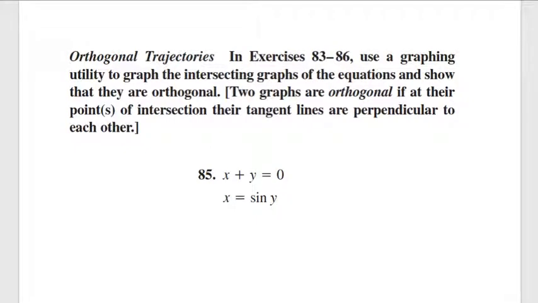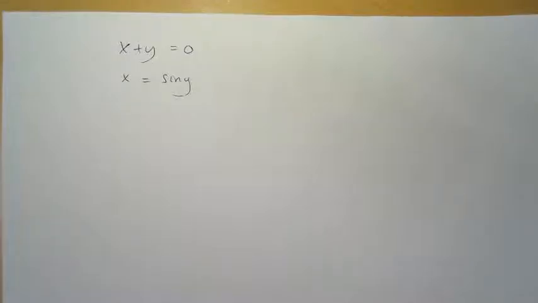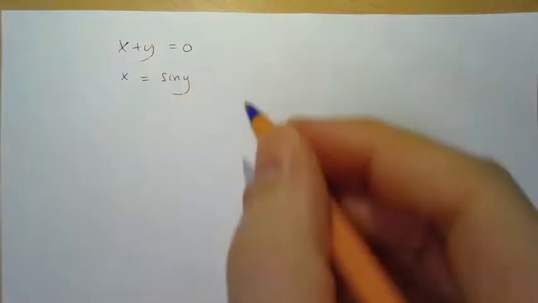In exercise 85, use a graphing utility to graph the intersecting graphs of the equations and then algebraically show that they are orthogonal. So there are two parts in this exercise. The first is on the TI-Nspire, and the second one is really more on paper. But when we have two graphs like this, x plus y equals 0 and x equals sine y, we can't put any of them in the TI-Nspire as such. So of course we need to rearrange this.